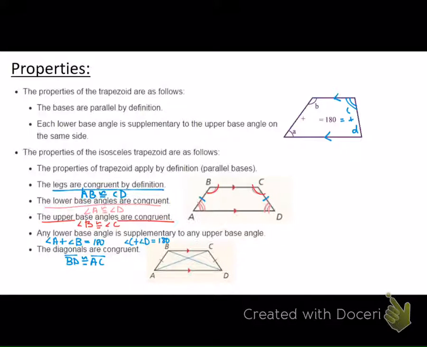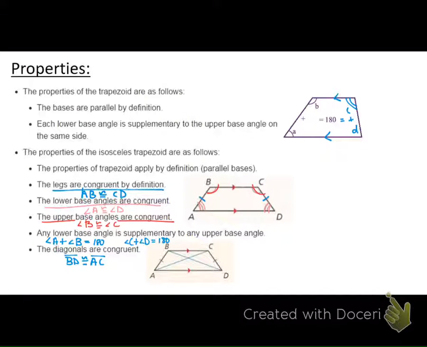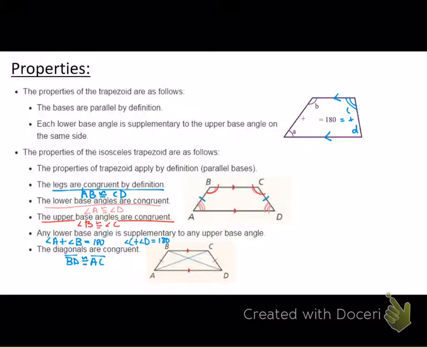Both pairs of opposite angles are congruent. So these are opposite angles. Are these opposite angles congruent? No. Exactly one pair of opposite angles are congruent. No, those are consecutive angles, so we can't really say that. All angles are congruent.